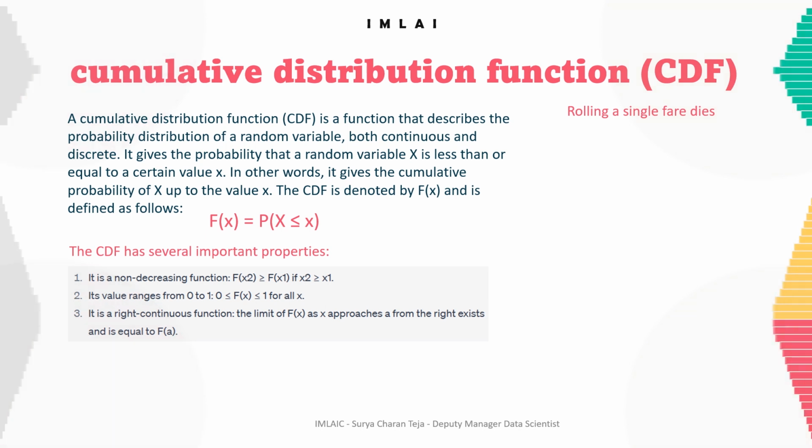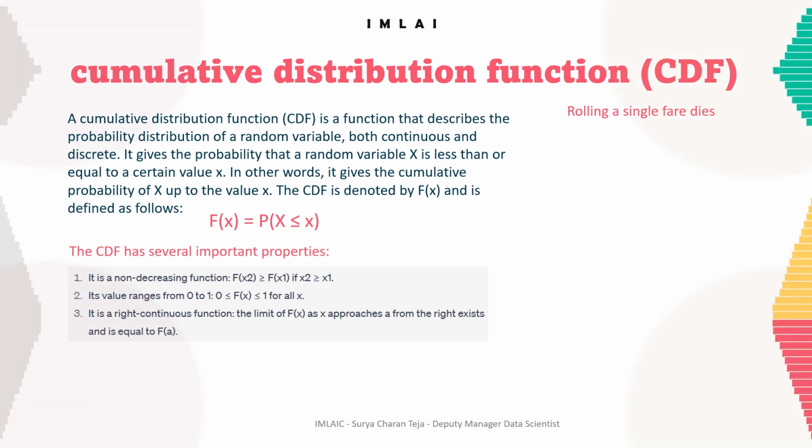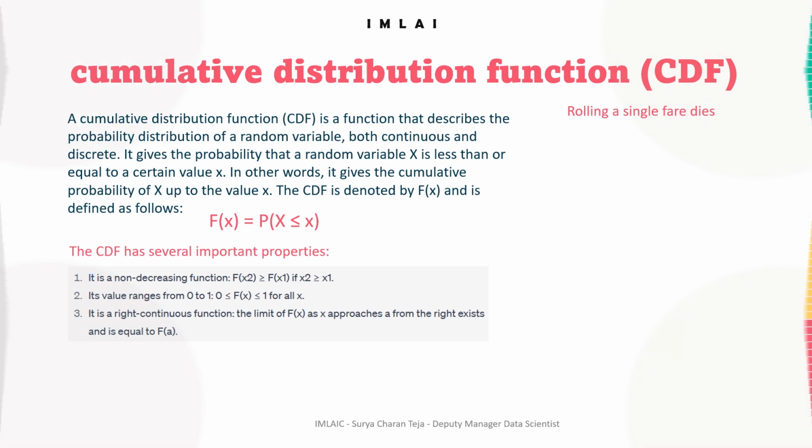For a discrete random variable, the CDF can be expressed as a step function. The value of the CDF at a particular value of x is the sum of the probabilities of all possible values less than or equal to x. But this can be applied even to a continuous random variable. For a continuous random variable, the cumulative distribution function can be expressed as an integral of the probability density function, PDF, of the variable.